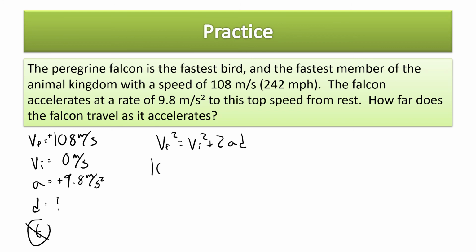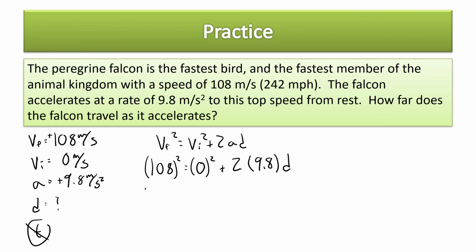Now we know VF, 108 squared, is equal to, this is 0 squared. Now some people just go like that. That's totally cool. You could do that. I like to plug in the numbers just because I do the same process every single time. That way I know I'm not skipping a step by mistake. I just do the same exact thing every single time. I plug the numbers right in, no matter what equation it is. Now we can solve.